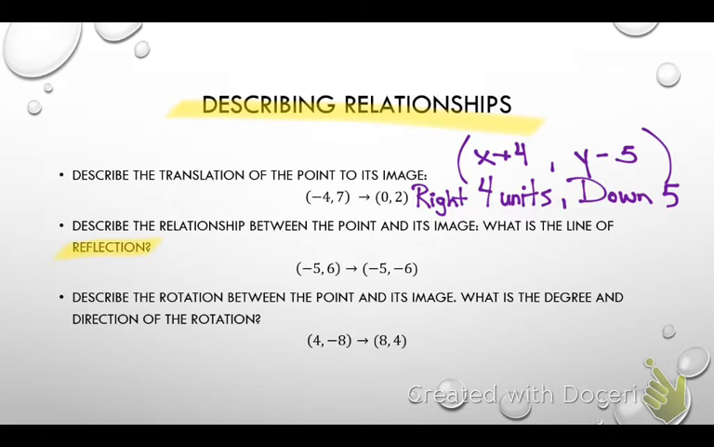All right, so write down the ordered pairs. You don't necessarily have to write down all the words, but write down the ordered pairs and tell me what is the line of reflection. All right, anybody think they know?